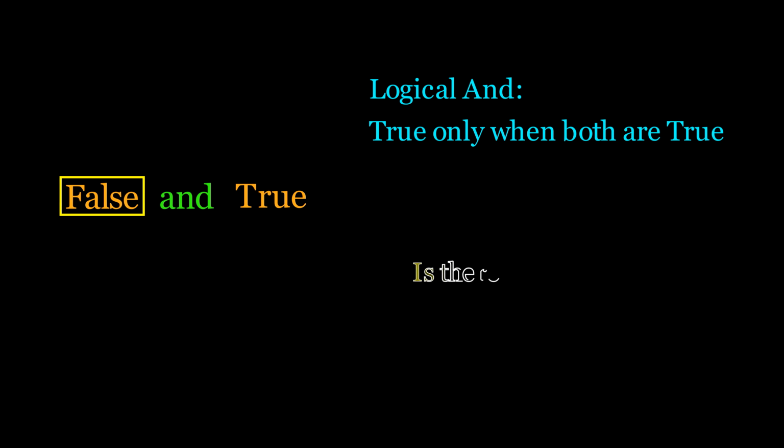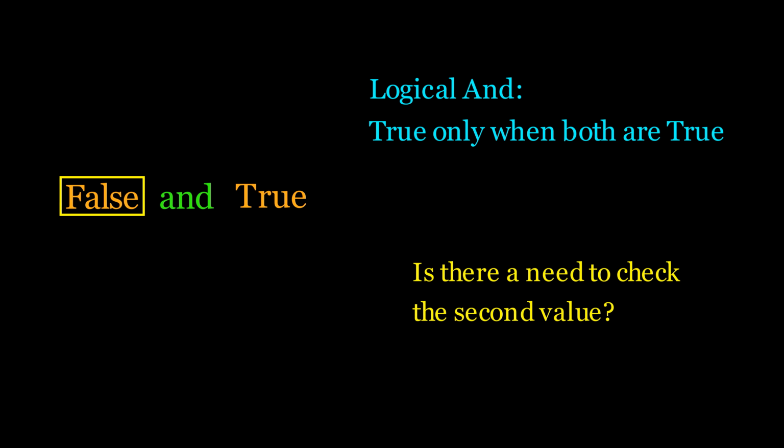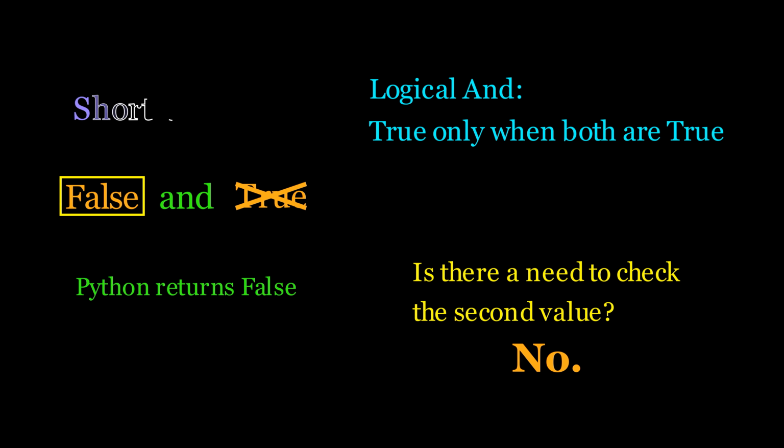Is there a need to check the second value? No. Python immediately returns false and ignores the rest of the expression. This efficiency is exactly what we call short-circuiting. If the first operand determines the final result, the second is never even evaluated.